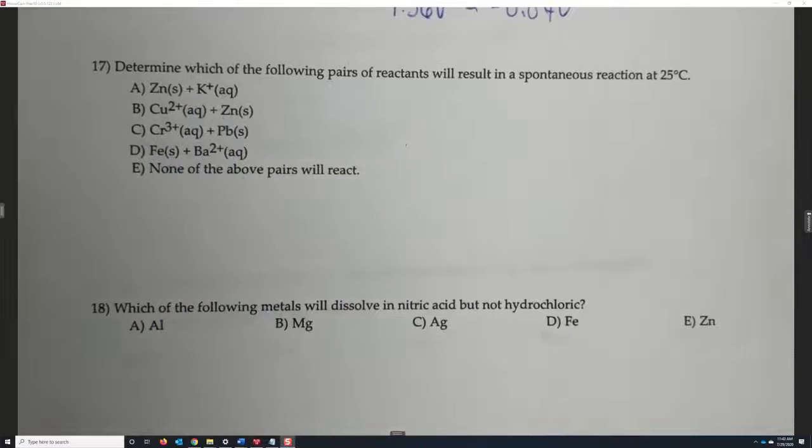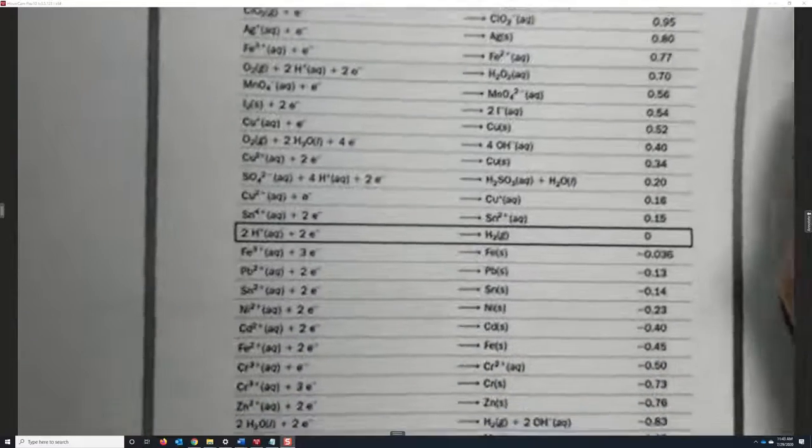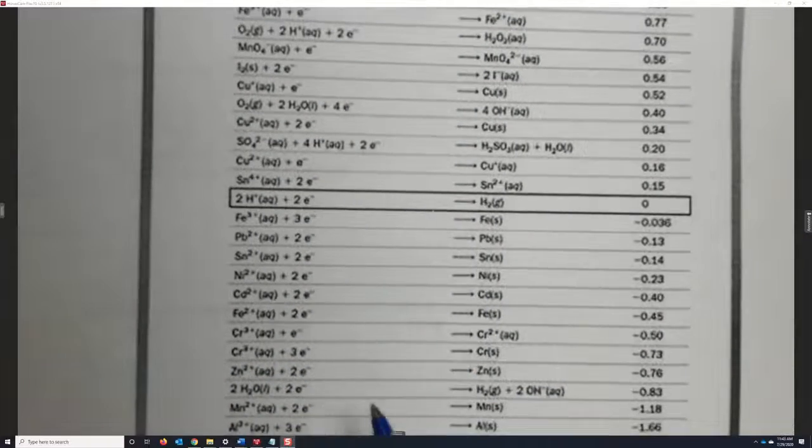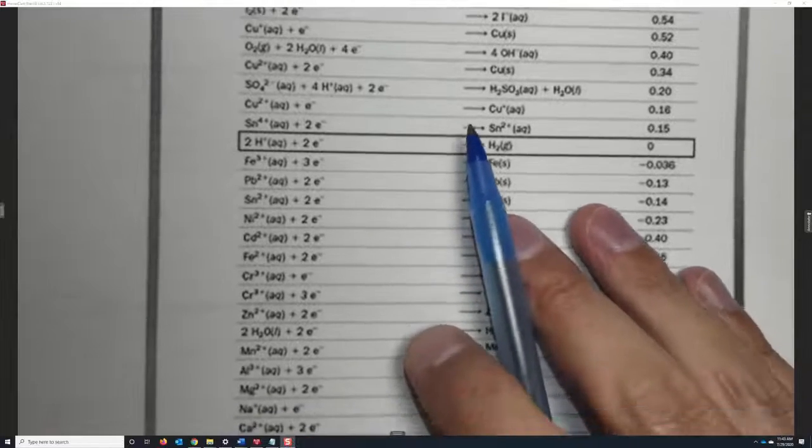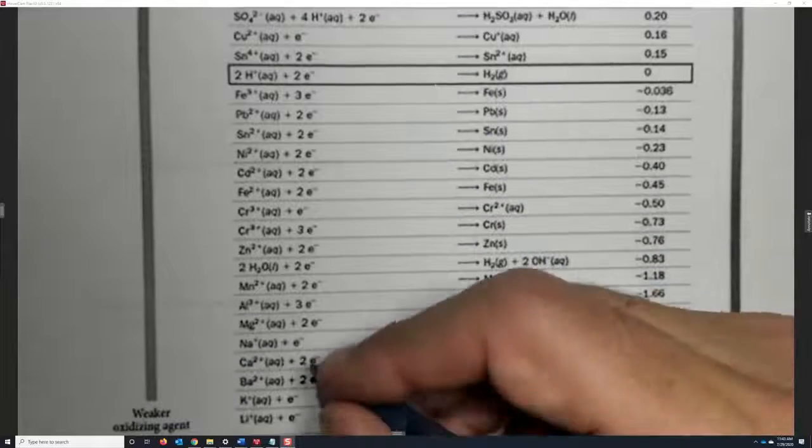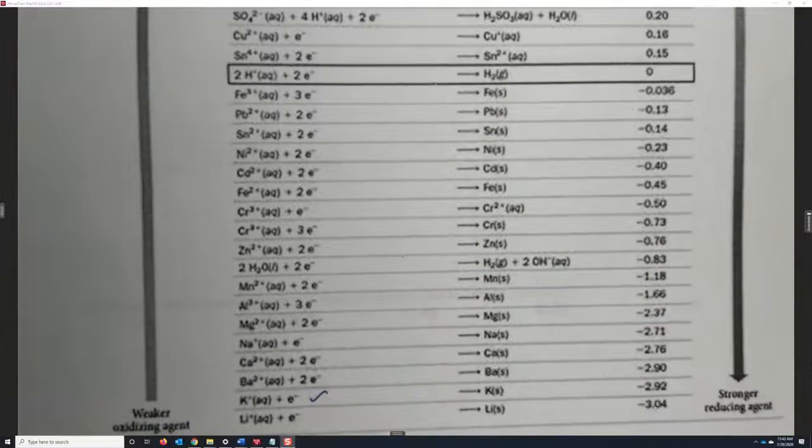So if we look at this sheet, and it's not out of focus, it's just printed out of focus, okay? If we look, we find K+ is right here, and zinc is right here.